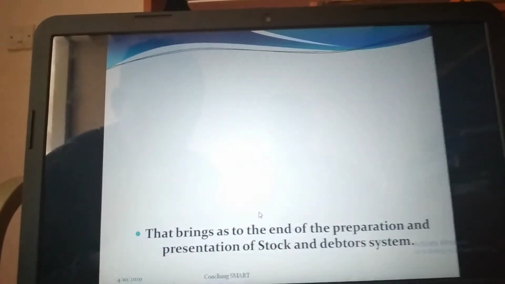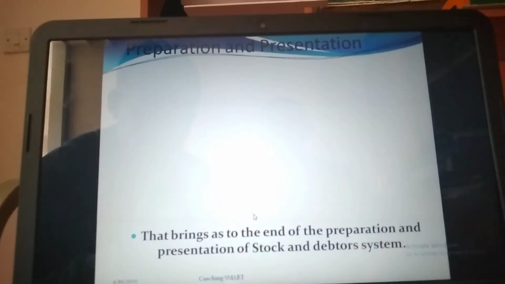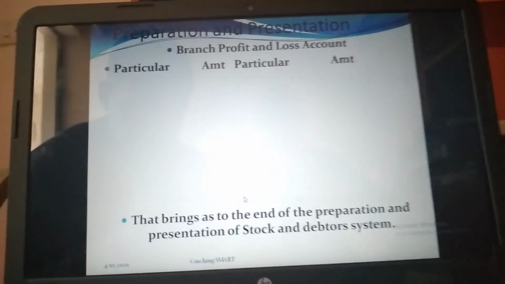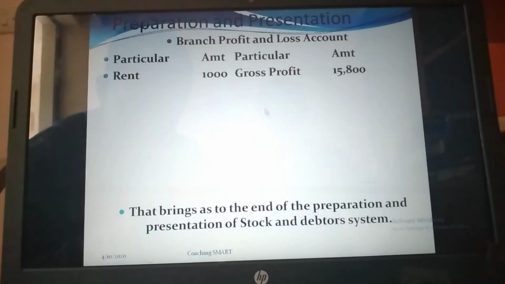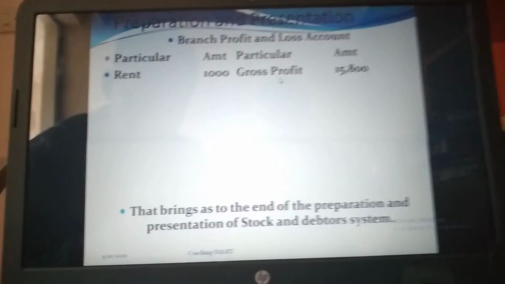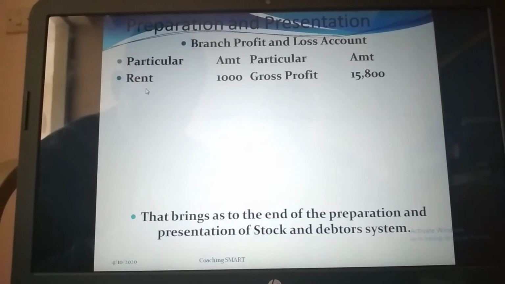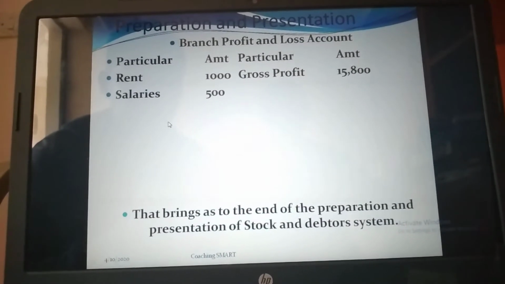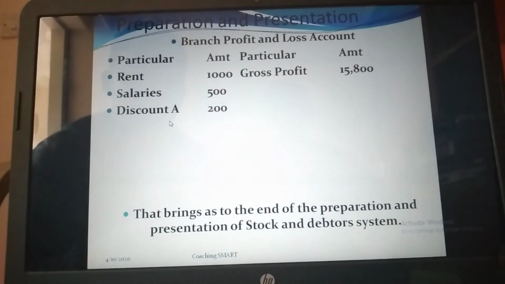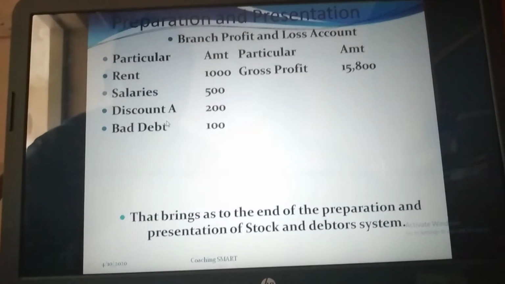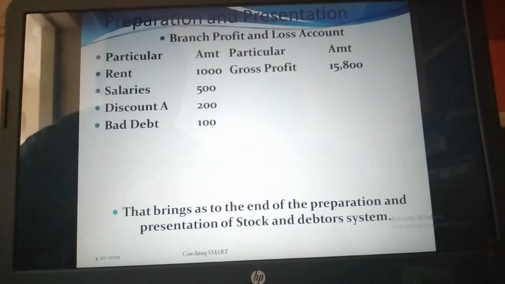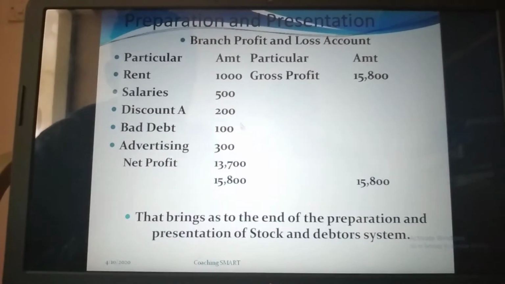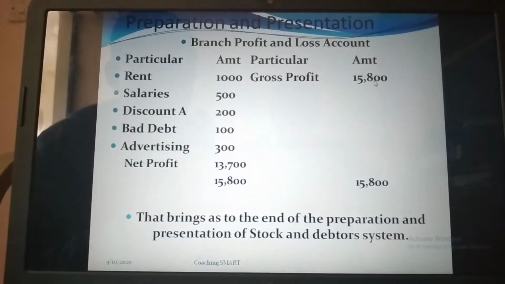Now we come to the last account, which is the branch profit and loss account. In the branch profit and loss account, we bring down the gross profit. And then the expenses. The first was rent, 1,000, followed by salary, 500, followed by discount allowed, 200, followed by bad debts, 1,100. Now, advertisement, 300. Now, 15,000.